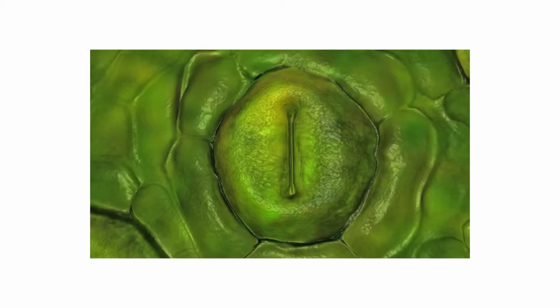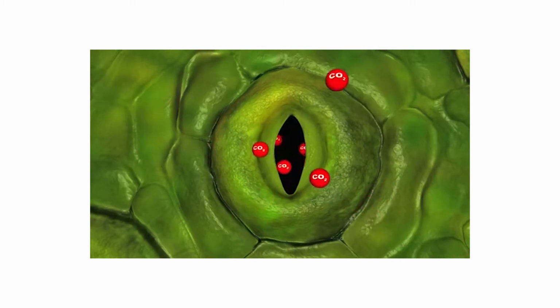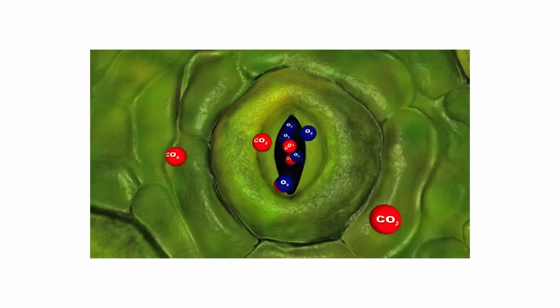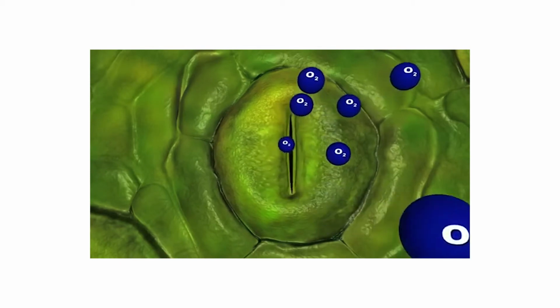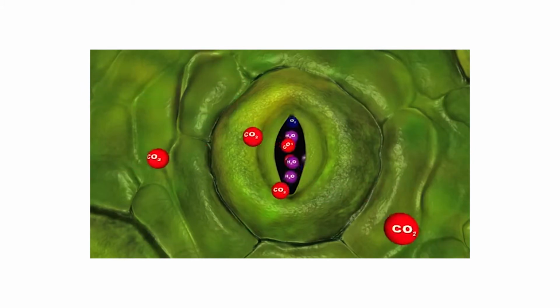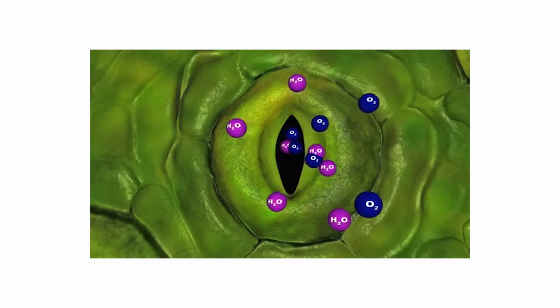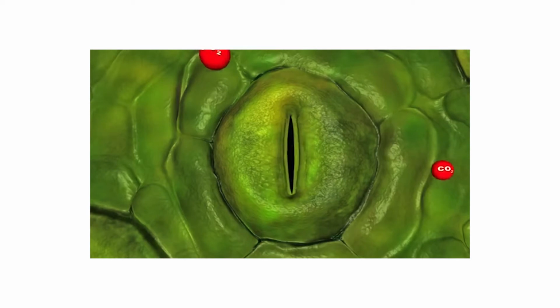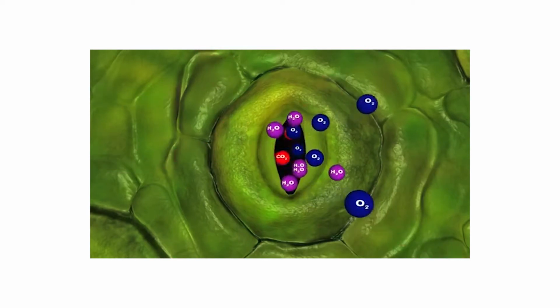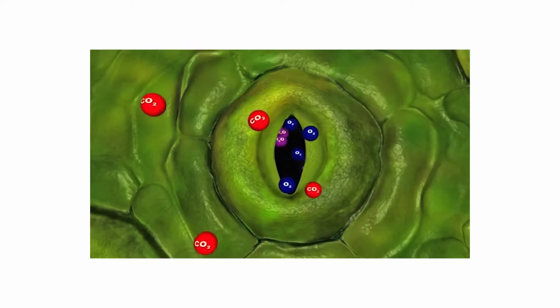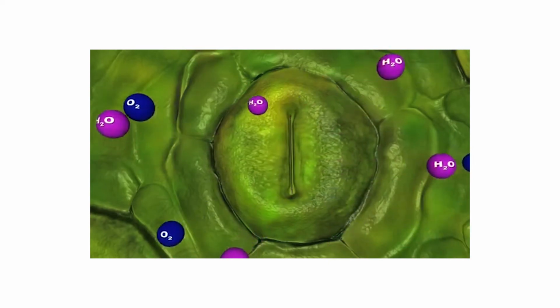During photosynthesis, air containing carbon dioxide diffuses into the stomata. Oxygen produced as a byproduct of photosynthesis diffuses out into the atmosphere through the same opening. Simultaneously, water vapor present in the leaf also diffuses out into the atmosphere through the stomata. Plants cannot absorb carbon dioxide without losing water vapor. Thus, transpiration is inevitable during photosynthesis.